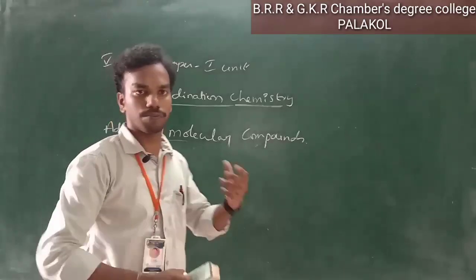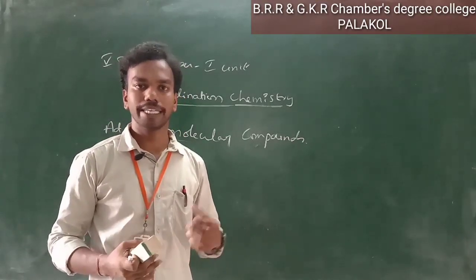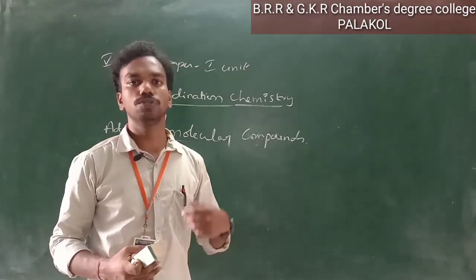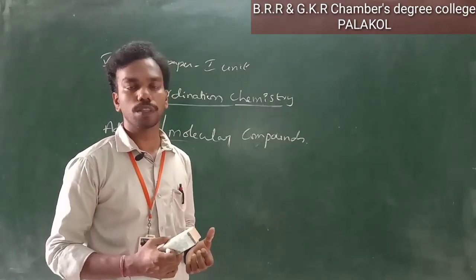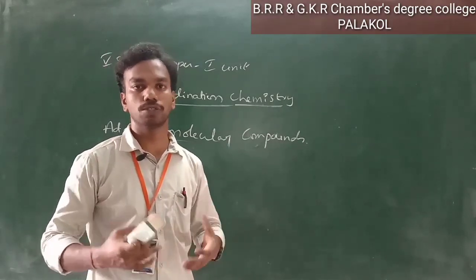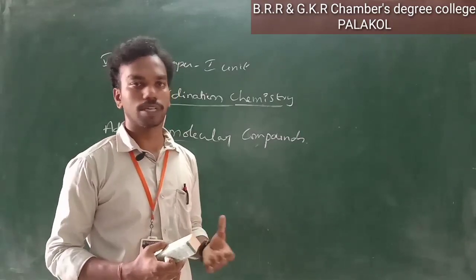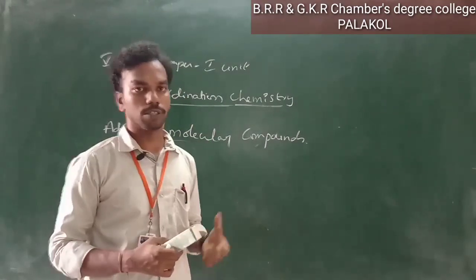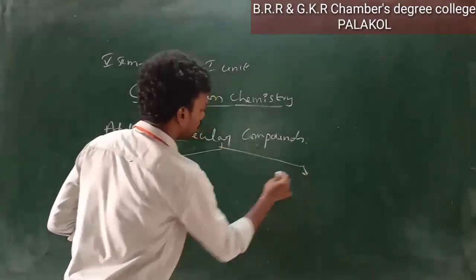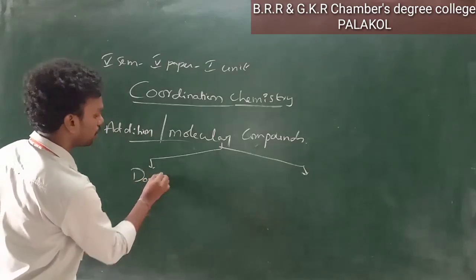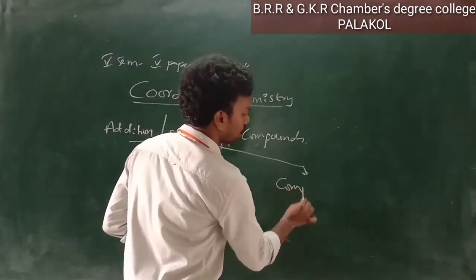When solutions of two stable salts are mixed together in a specific molecular proportion, which gives new compounds, those are called addition or molecular compounds. I repeat it again. Basically these compounds are of two types: double salts and complex compounds.